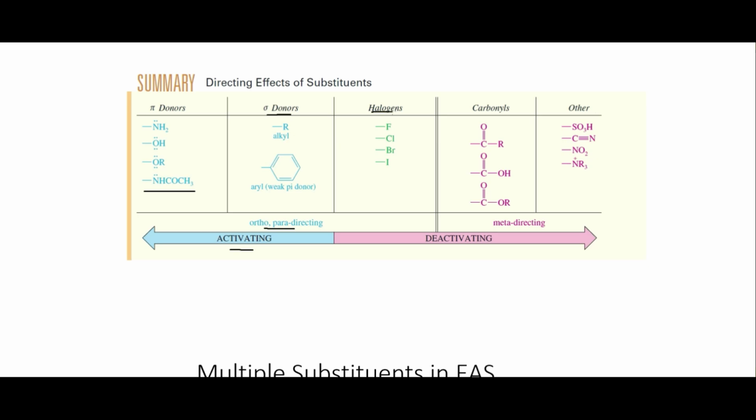We have the halogens, which are deactivating but ortho-para-directing, and those have both the inductive effects and the resonance effects. Then we have the deactivating meta-directors. So these can be things like carbonyls, which are somewhat weaker, but then we can have these types of things that are also deactivating meta-directors by being electron withdrawing groups.